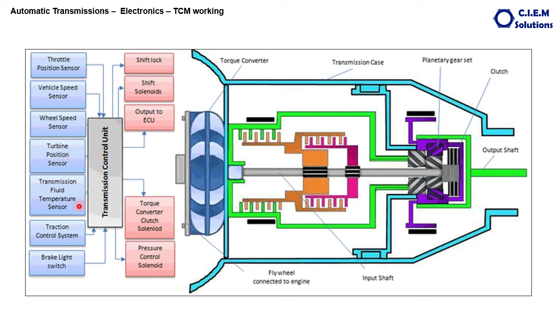Then the transmission fluid temperature sensor. This is also important. Why is it important? Normally when the transmission fluid exceeds the desired level of temperature, its viscosity drops down. When the viscosity drops down, it affects the clutch engagement. Sometimes clutch slippage takes place. Further overheating will lead to the wearing of the clutches and wearing of the mechanical components in the transmission.